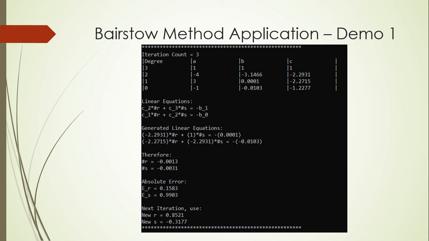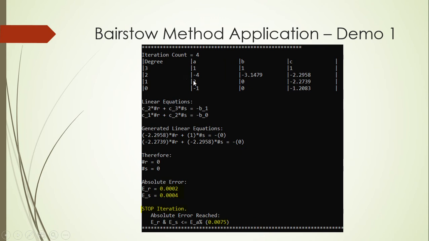So we now get the new absolute error value of R, which is equal to 0.1583. The absolute error value of S is equal to 0.9903. Again, we're going to use these values for the next iteration. In iteration number 4, we get the value of A0 equal to -1, and so on and so forth.